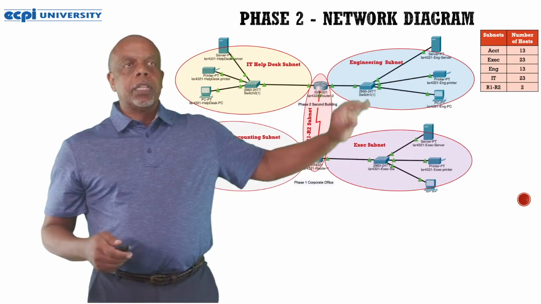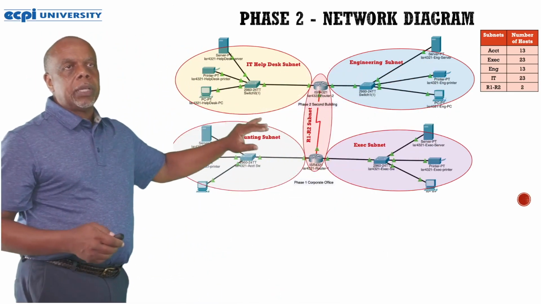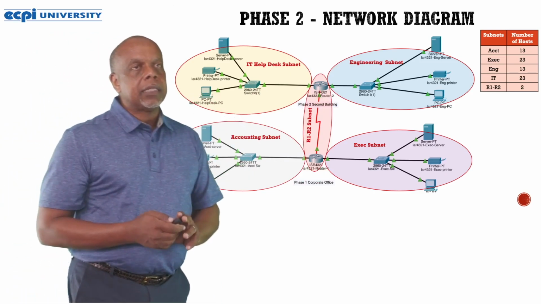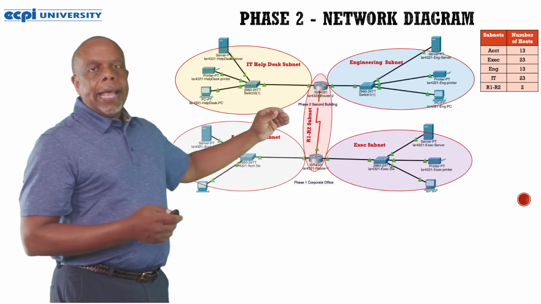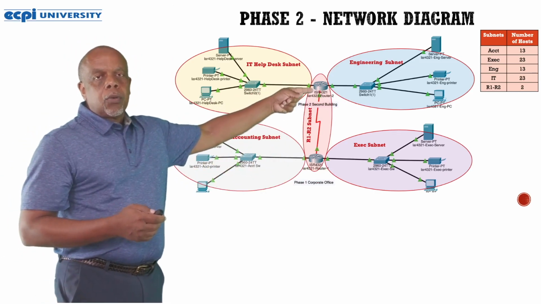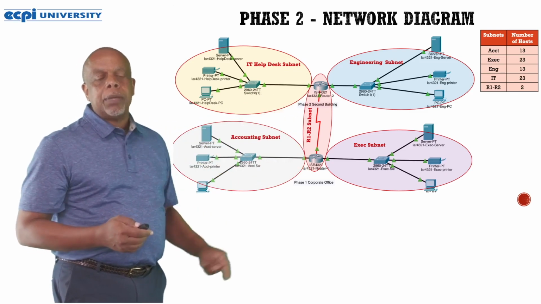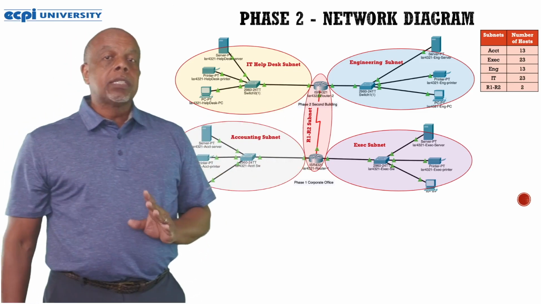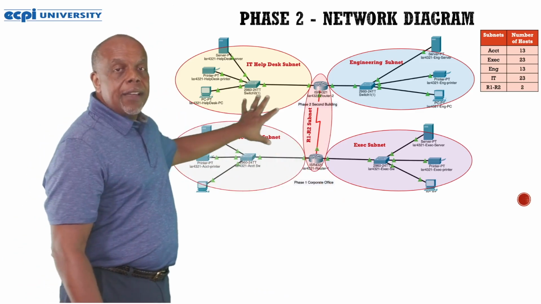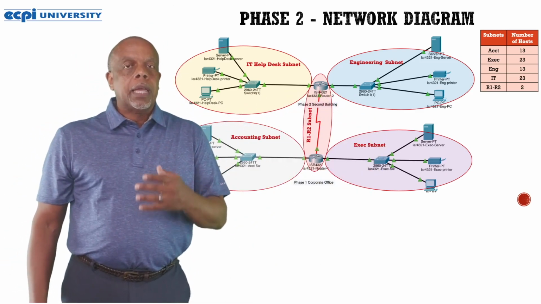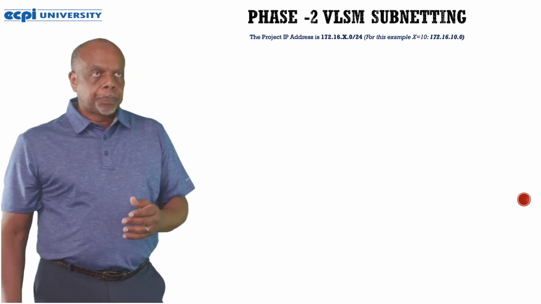So when you're thinking about how many hosts you're going to need, be sure to add that in. So we're going to need 13 for accounting, exec's going to need 23, engineering is going to need 13, and the IT guys are going to need 23, and we're going to need 2 for the router. For router 1, to make this connection right here, we're going to need 2 IP addresses to cover that. So that's how many. We've got 5 subnets that we're going to have to build our network and do the subnetting for.